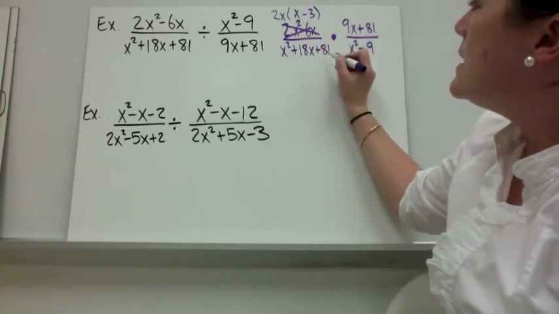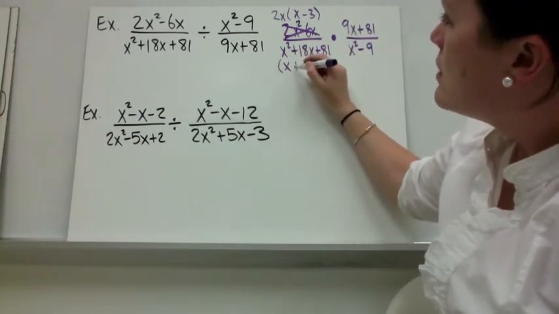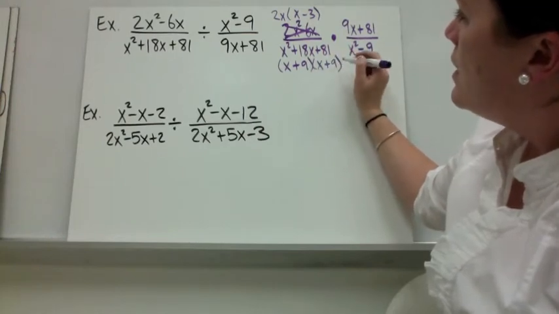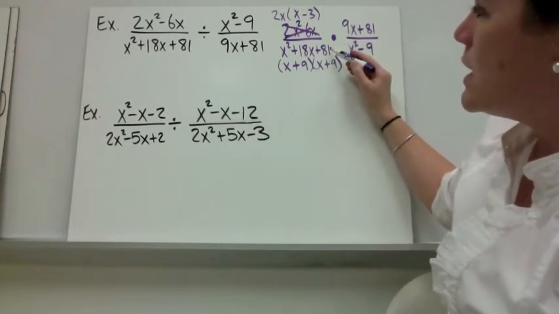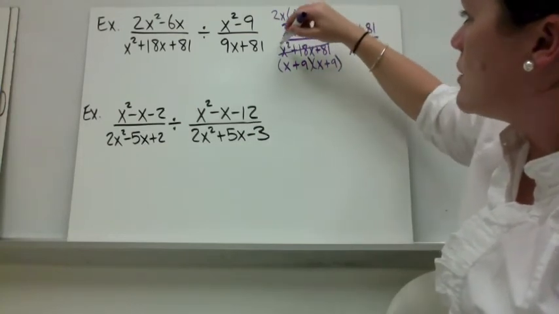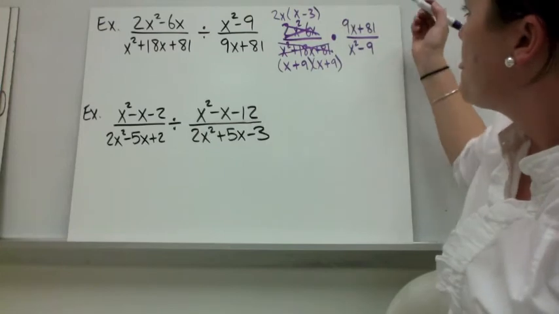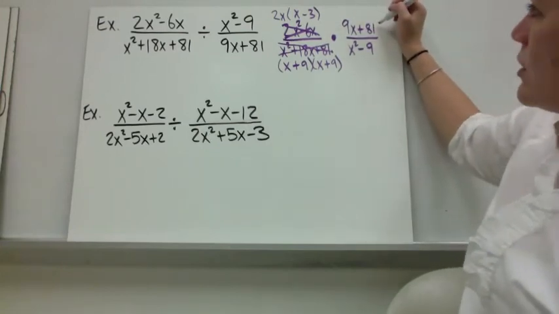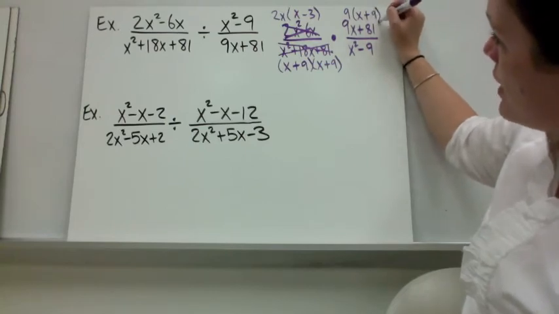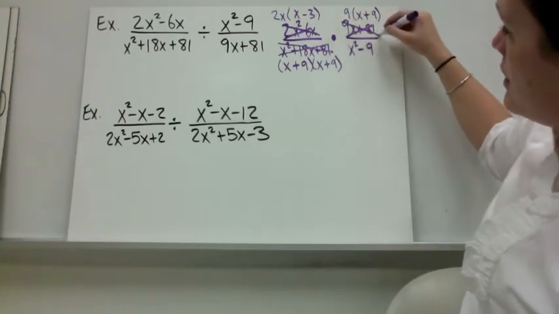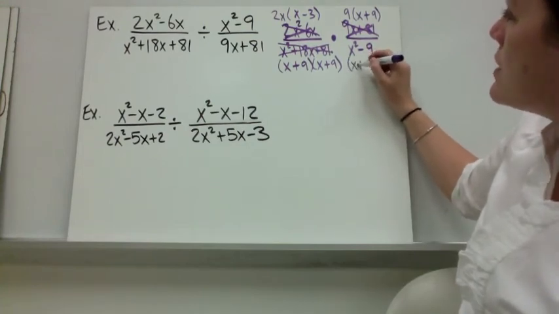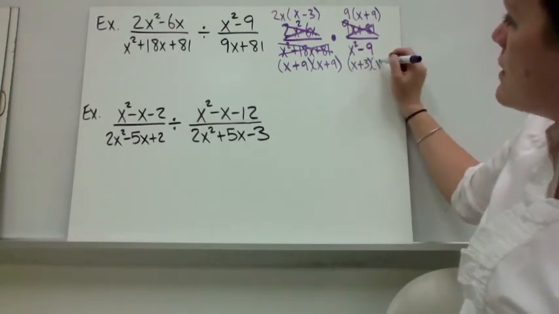X squared plus 18x plus 81 can be factored into x plus 9, x plus 9, because 9 times 9 would multiply to give me 81, and 9 plus 9 would give me 18, so I can mark out my original trinomial. Over here in my numerator, I could take out 9 and be left with x plus 9, and in the bottom I have a difference of squares, so I would have x plus 3, x minus 3 as my factors.